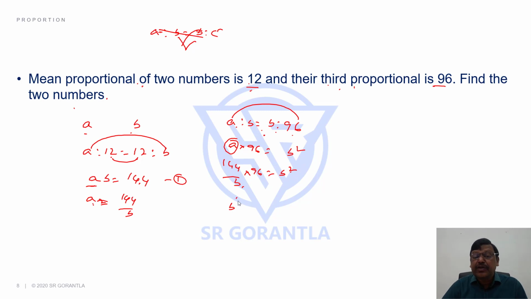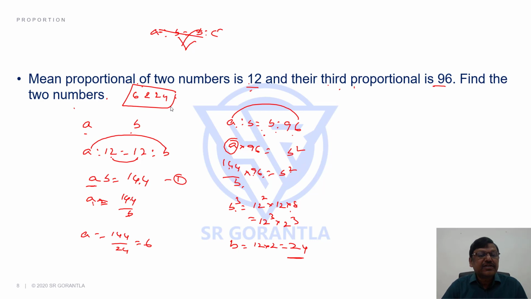B square goes to the other side, B cube equals 12 square into 96, that is 12 into 8. This is nothing but 12 cube into 8, which is 2 cube. B cube equals 12 cube into 2 cube, which means B is equal to 12 into 2, 24. Once B is 24, we said A is equal to 144 by B. A value is 144 by 24, 6. So hence, the two numbers are 6 and 24. This is the answer. So these are few questions on proportion concepts.